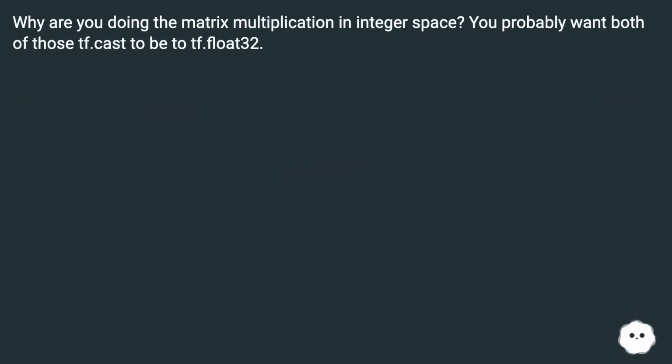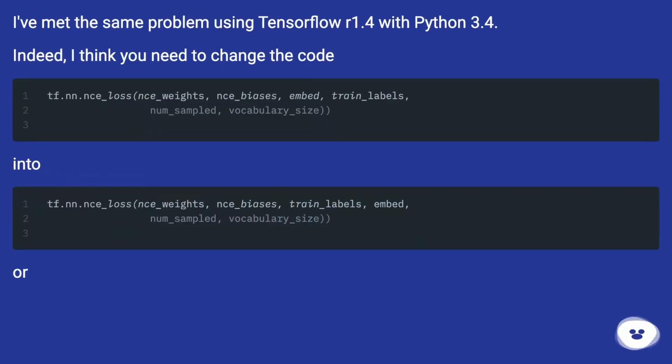Why are you doing the matrix multiplication in integer space? You probably want both of those tf.cast to be to tf.float32. I've met the same problem using TensorFlow r1.4 with Python 3.4. Indeed, I think you need to change the code.